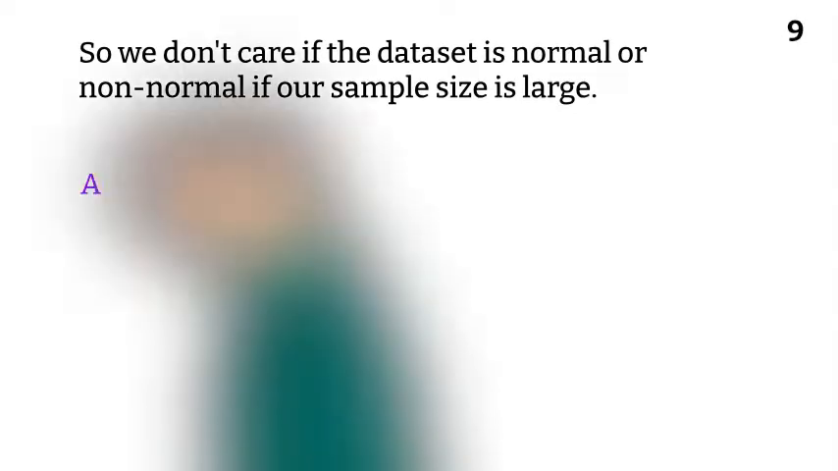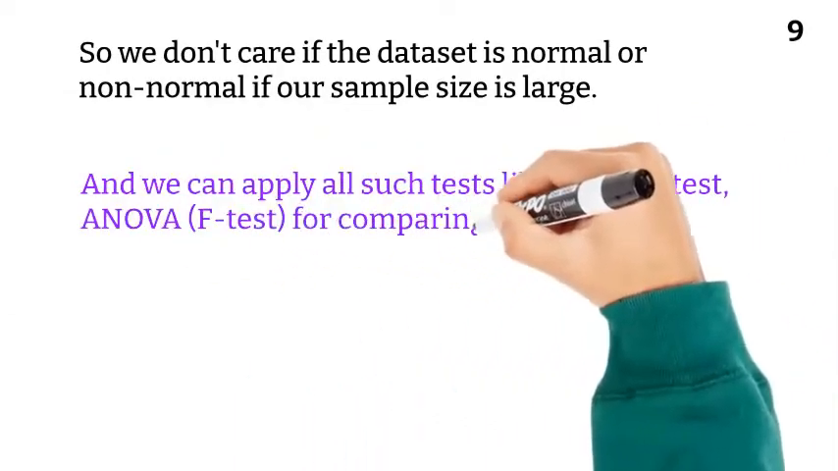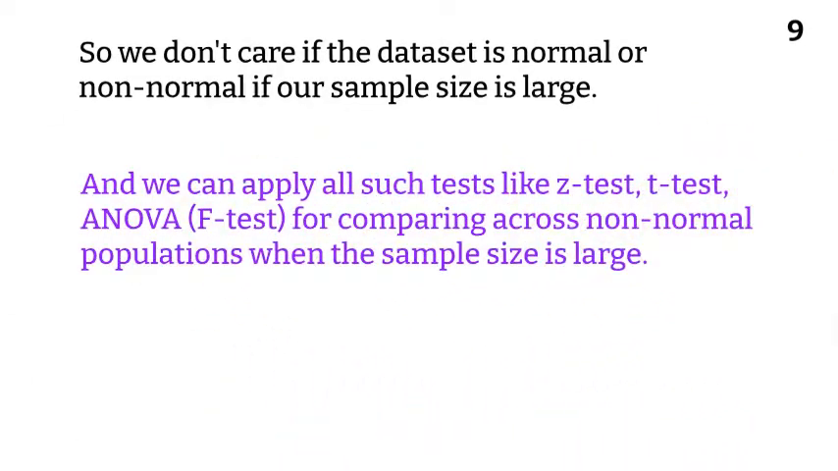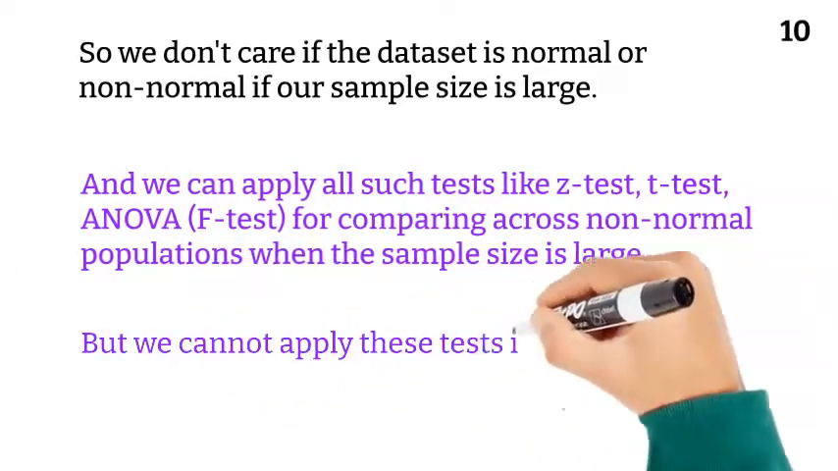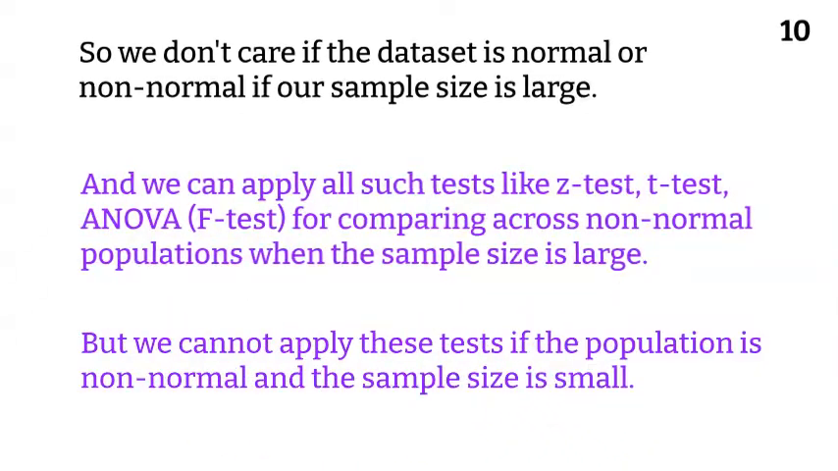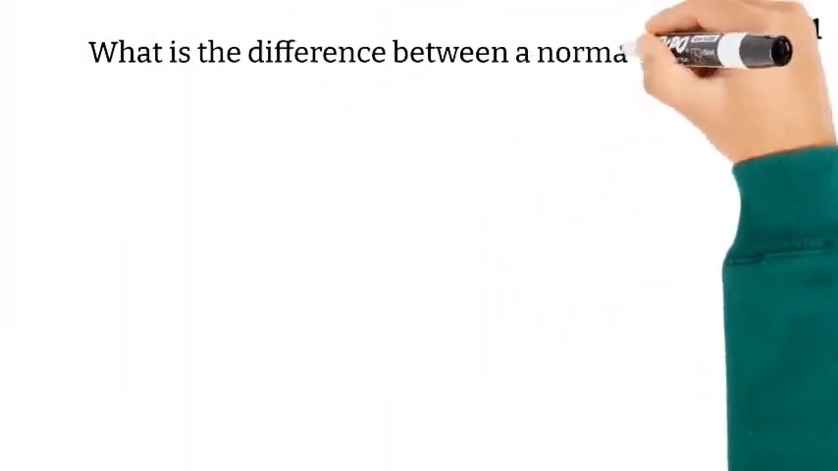And, we can apply all such tests, like z-test, t-test, ANOVA, f-test, for comparing across non-normal populations when the sample size is large. But, we cannot apply these tests if the population is non-normal and the sample size is small. What is the difference between a normal and non-normal population?